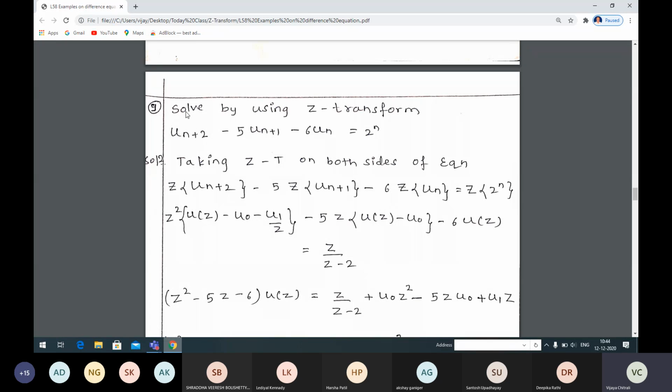Now next example, solve by using Z transform. Here also conditions are not given, and we have a difference equation: u_{n+2} - 5u_{n+1} - 6u_n = 2^n. So here conditions are not given. Taking Z transform on both sides of this equation.